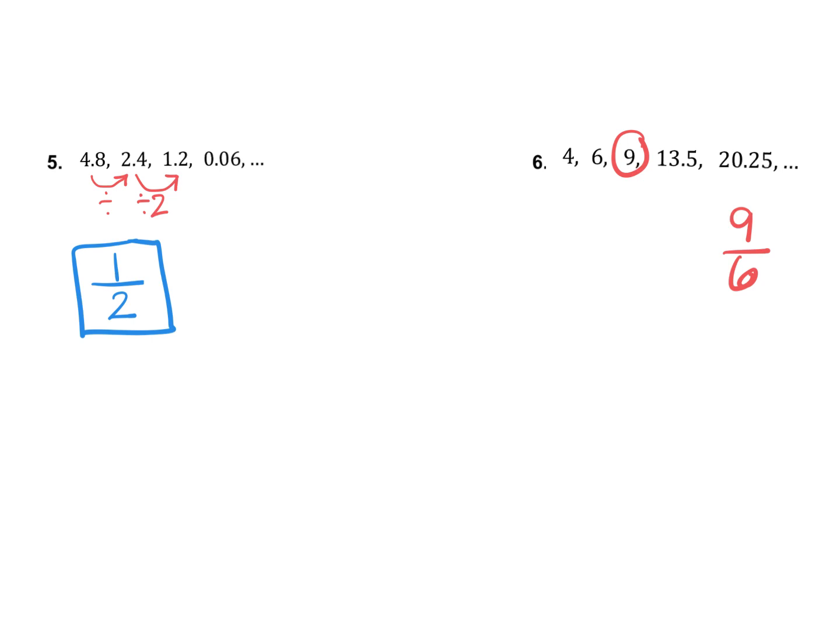So if I take 9 divided by 6, I'm going to find that I have 1.5. And if I did the same thing with 6 divided by 4, I'm going to see that I get 1.5. So our common ratio, and if you want to just check it, if you took 4 times 1.5, well, you get 6. And 6 times 1.5, you get 9, and so forth. So our common ratio here is 1.5 because you're multiplying by 1.5 each time.